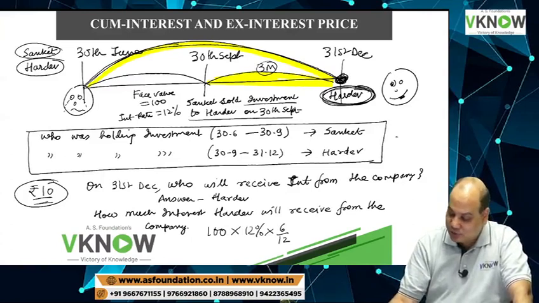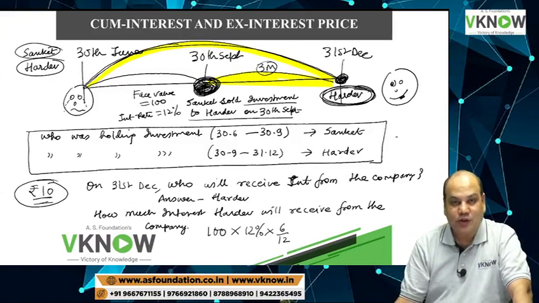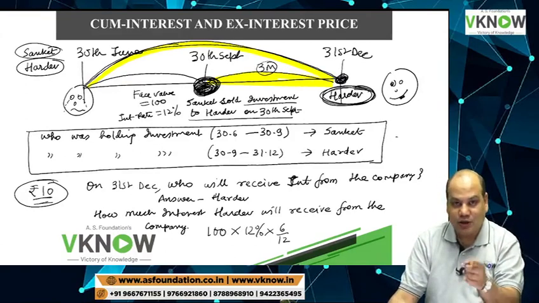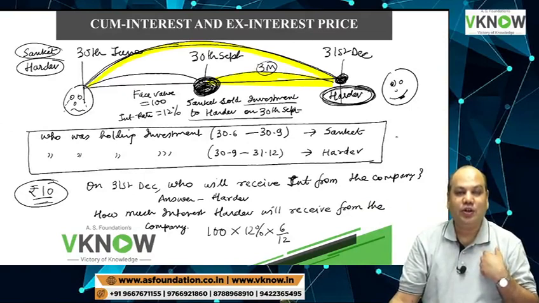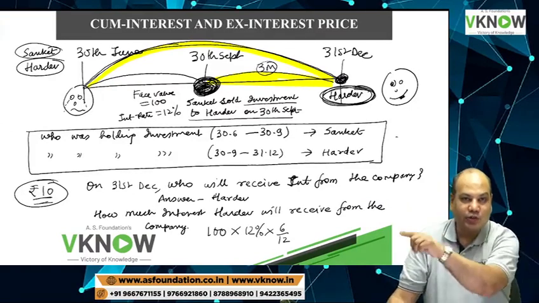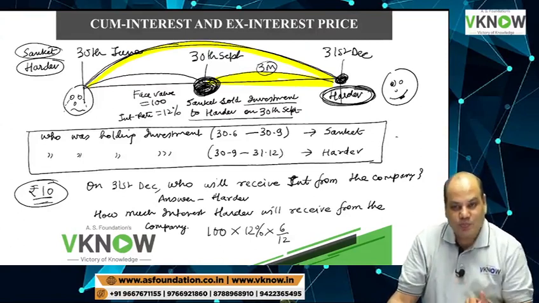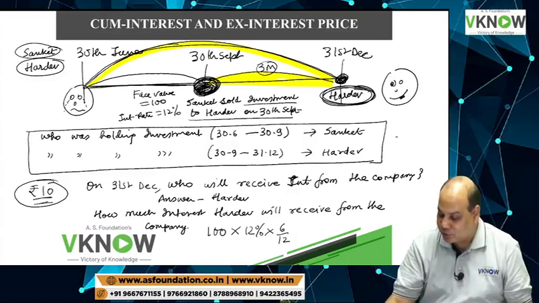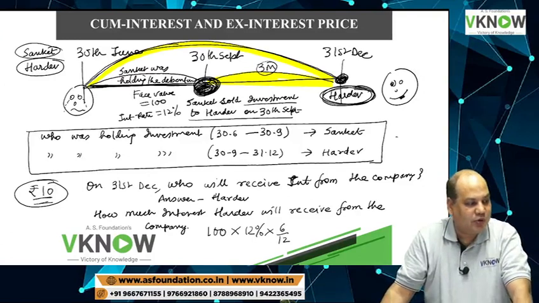So what will be the deal on this date now? On 30th September, when the transaction took place between Sanket and Hardev, they will have a deal. Sanket will tell Hardev, you are going to enjoy the interest for 6 months, but I was holding the debenture for 3 months. You take 6 rupees from the company, and you compensate me 3 rupees for the first 3 months, when Sanket was holding the debenture.